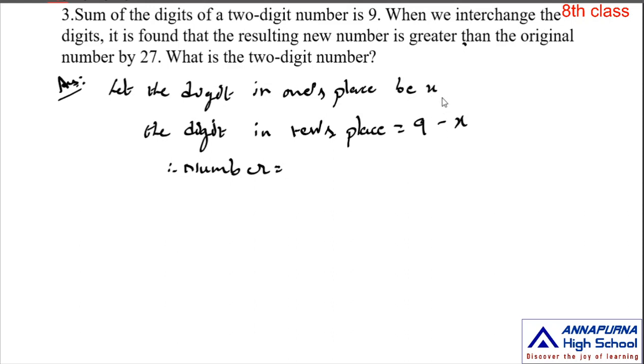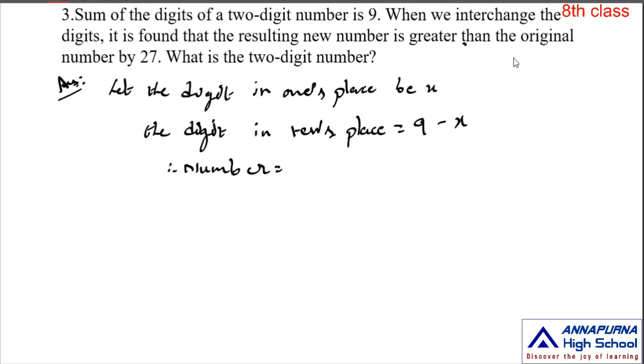They present only the digits in the respective places. x is in ones place and 9 minus x is in tens place. But here we want the two-digit number. So if you take x in ones place and 9 minus x in tens place, then what is the two-digit number? We find it.